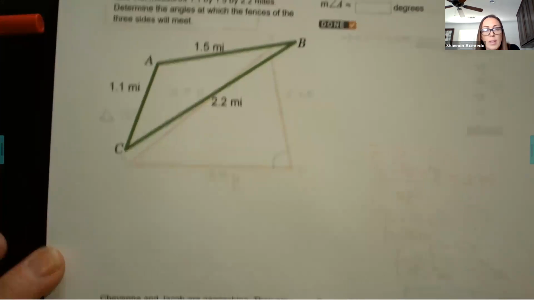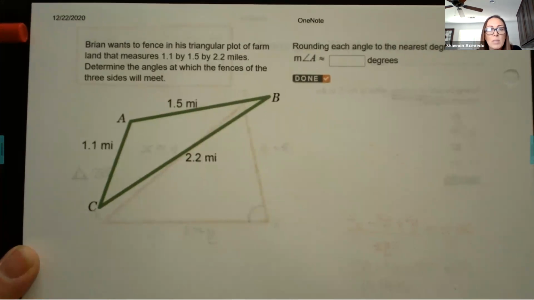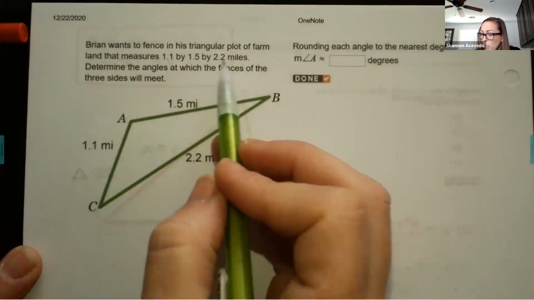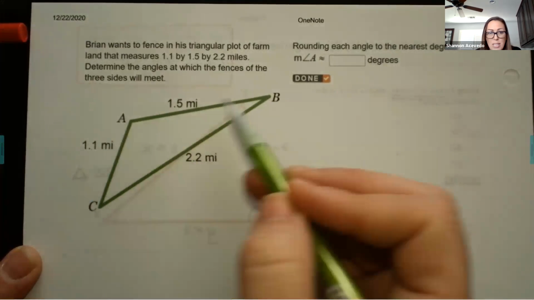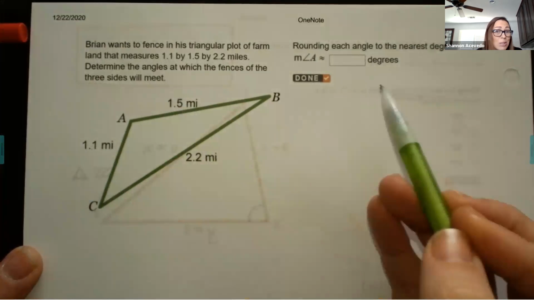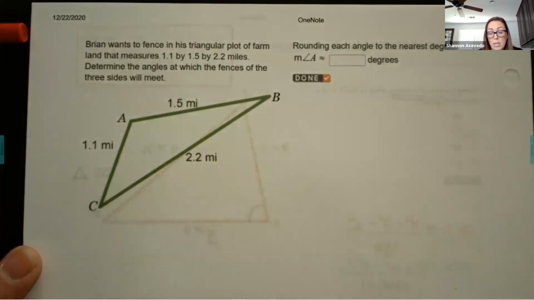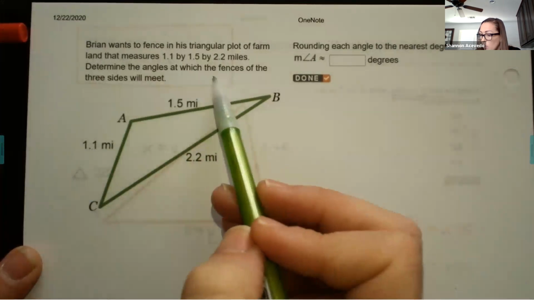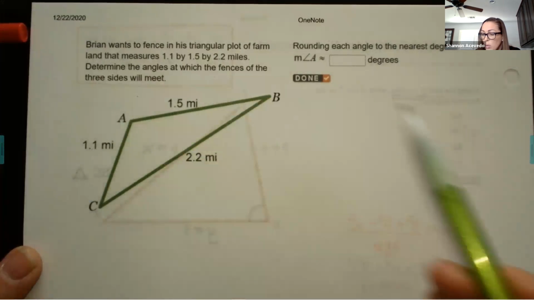All right. This one says, Brian wants to fence in a triangular plot of farmland that measures 1.1 by 1.5 by 2.2 miles. So here's the diagram. So nice that they gave us a picture to go with it. If they didn't, I would draw it out because I'm a visual person. Determine the angles at which the fence of the 3 sides will meet.